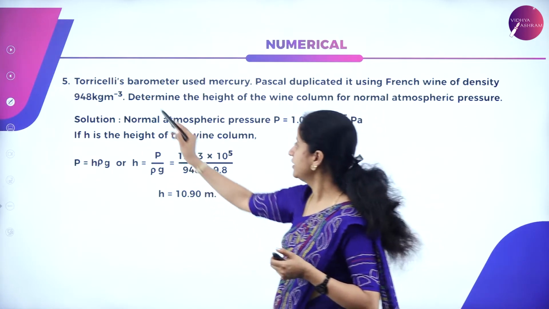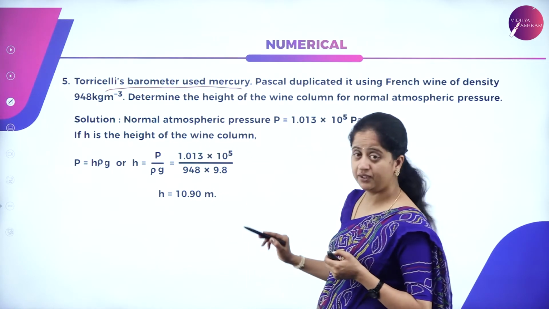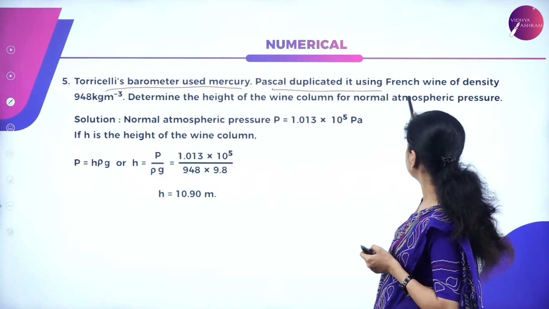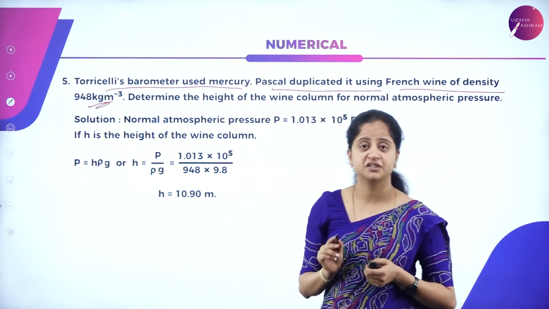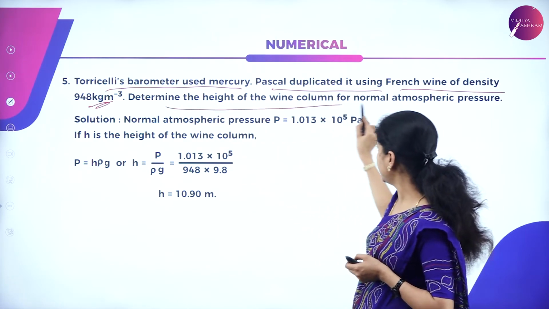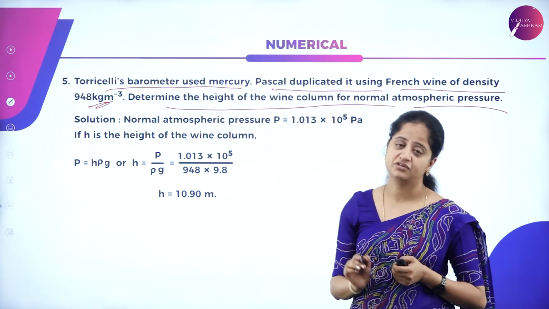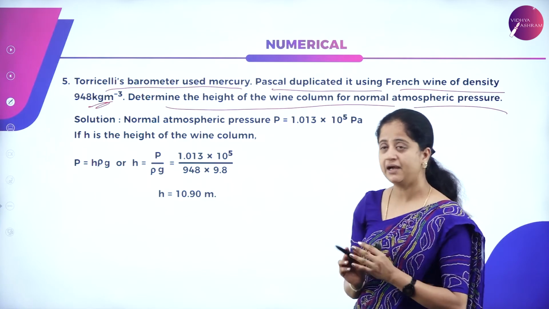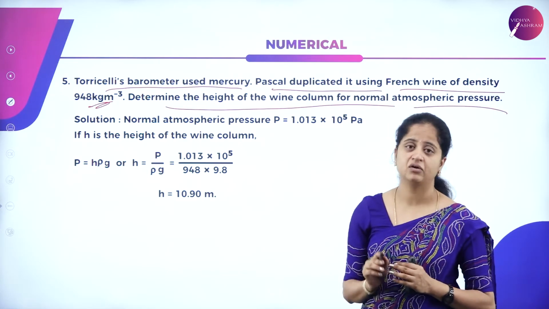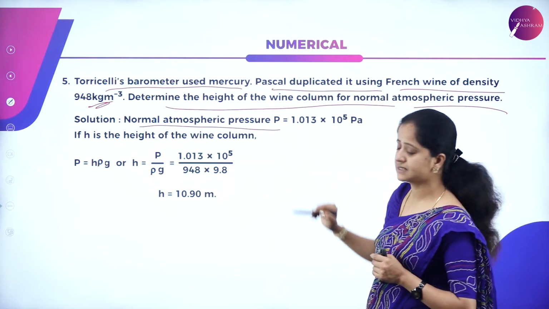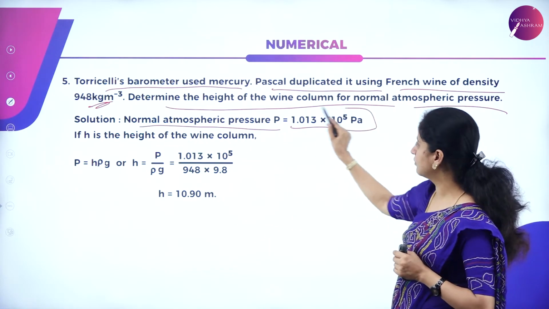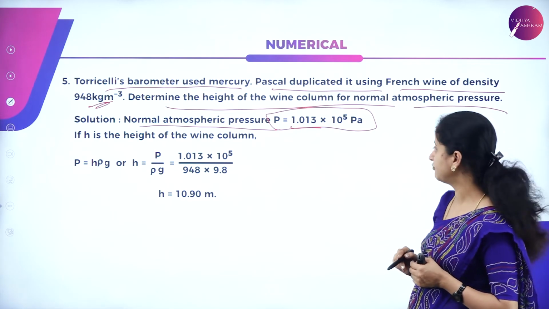Next we have, Torricelli's barometer used mercury. Pascal duplicated it using a French wine of density 948 kg per meter cube. Determine the height of the wine column for normal atmospheric pressure. So we have to determine the height of the wine column for normal atmospheric pressure. So normal atmospheric pressure is nothing but the value P is equal to 1.013 into 10 power 5 Pascal.